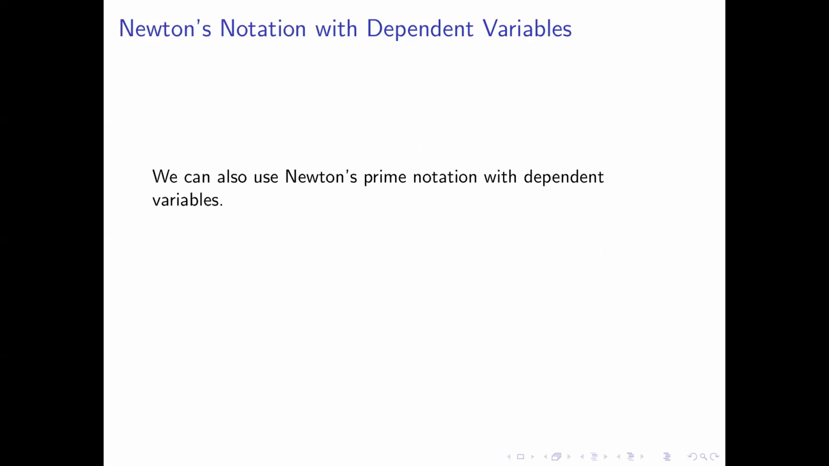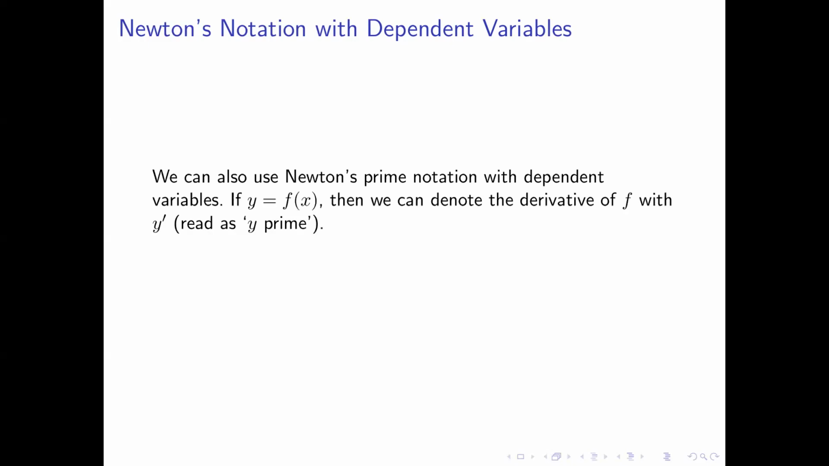And you can modify this a bit depending on exactly how you're describing your function. In particular, you can use prime notation as well with dependent variables rather than function symbols. So in other words, if you've got that y is equal to f of x, so y is the dependent variable of the function f, then you can also write y prime to denote the derivative of f. So again, if y is equal to x squared, we can write that y prime is equal to 2x. So that's Newton's notation. It's relatively simple.